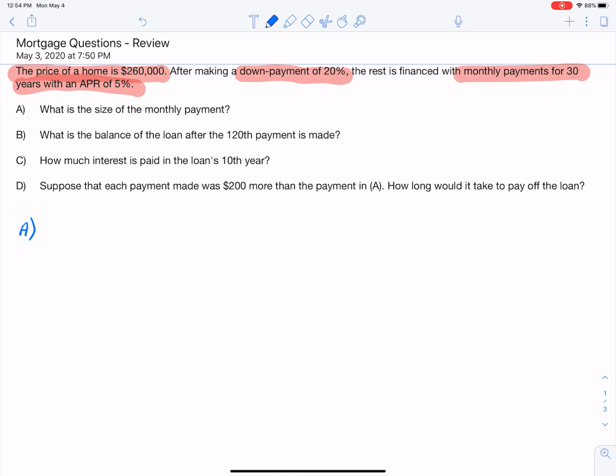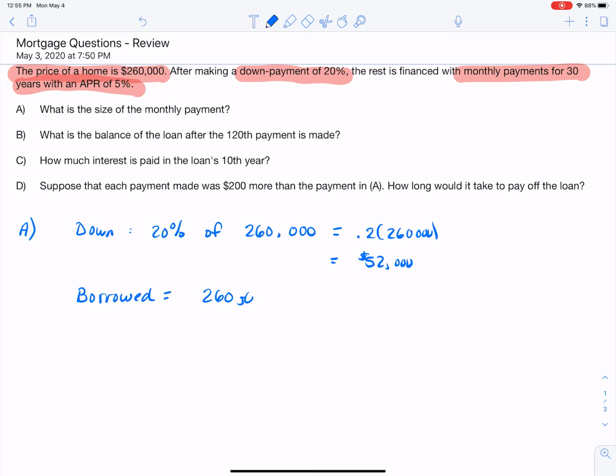The first thing we have to do is figure out how much we're borrowing. Well, our down payment is 20% of the 260,000, which remember is 0.2 times 260,000, which is $52,000. So we have a nice down payment there. And then what are we borrowing? Well, we take the 260,000 minus the 52,000 and end up with 208,000. So that's what we're borrowing.